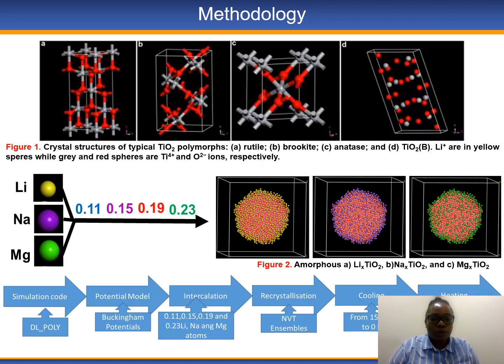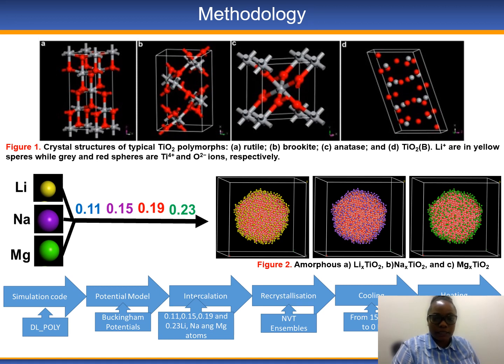We have used the DL_POLY code to run all recrystallization, cooling, and heating synthesis on our lithiated, magnesiated, and sodiated titanium dioxide nanosphere. So initially, we intercalated 4 different concentrations of 0.11, 0.15, 0.19, and 0.23 lithium, sodium, magnesium into our generated titanium dioxide nanosphere. The intercalation produced 12 nanosphere systems, where all the systems were exposed to recrystallization through an NVT ensemble using a Nose-Hoover thermostat.